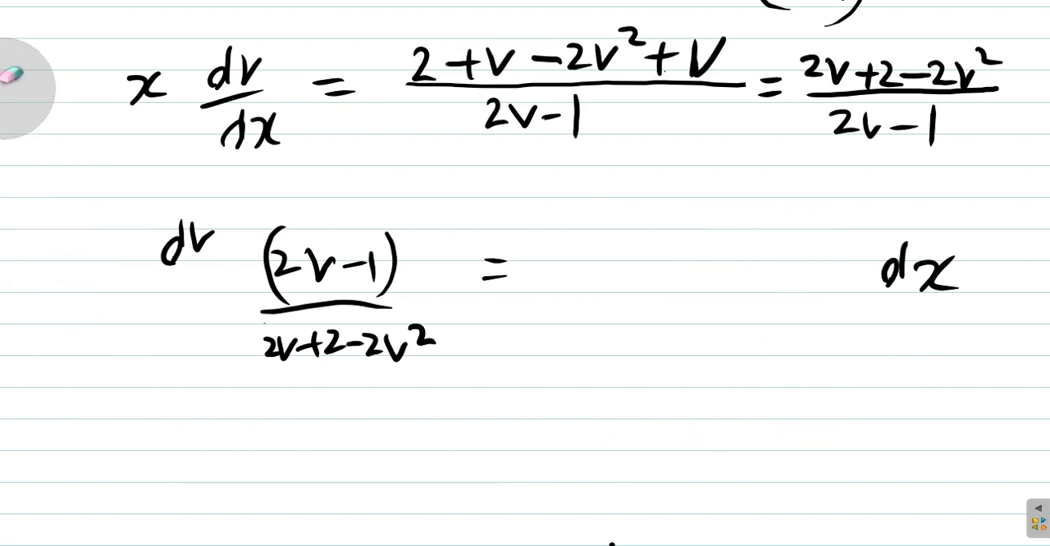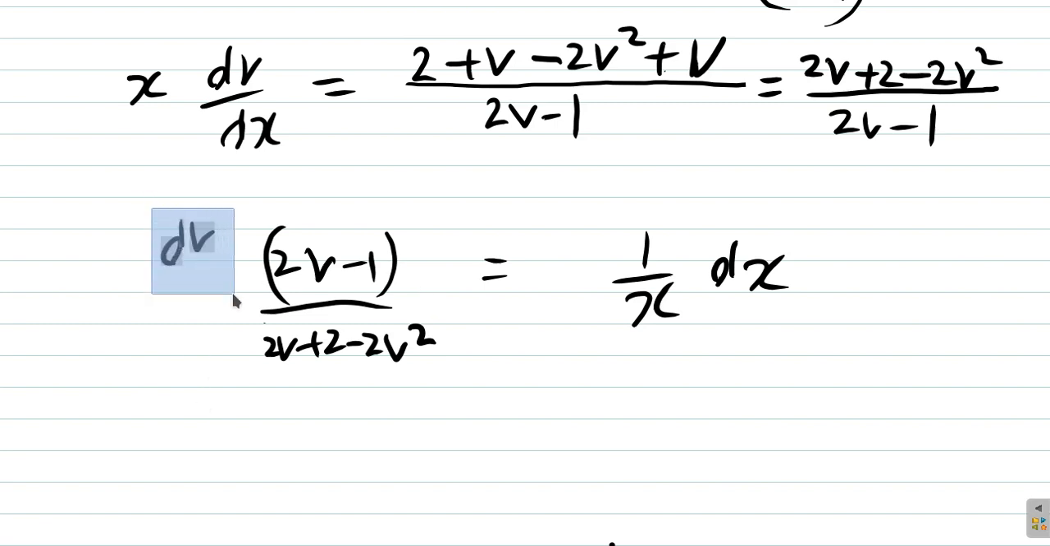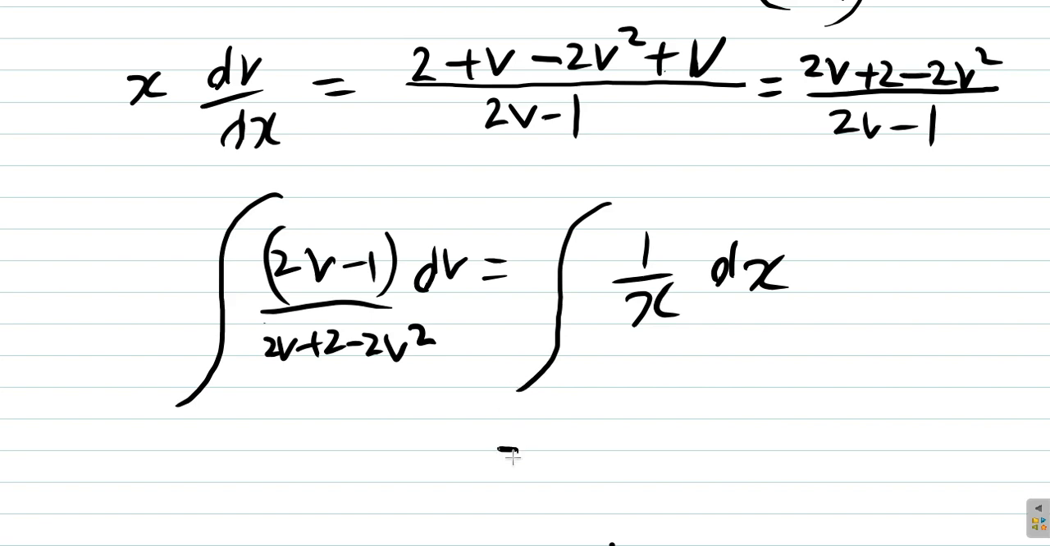And then divide by x. When you divide by x, it cancels on the left. I have 1 over x on the right. Alright, so let's move the dx closer to here. So here now, the dv. So we have (2v minus 1) over (2v plus 2 minus 2v squared) dv equals 1 over x dx. So we integrate now. Integrate both sides. Alright, on the right hand side, when you integrate 1 over x dx, you get ln x plus c.